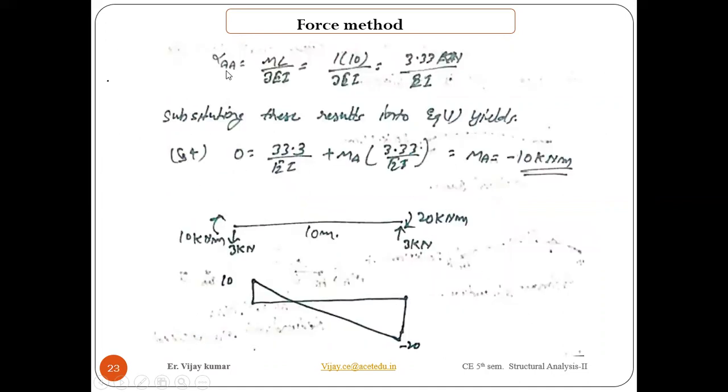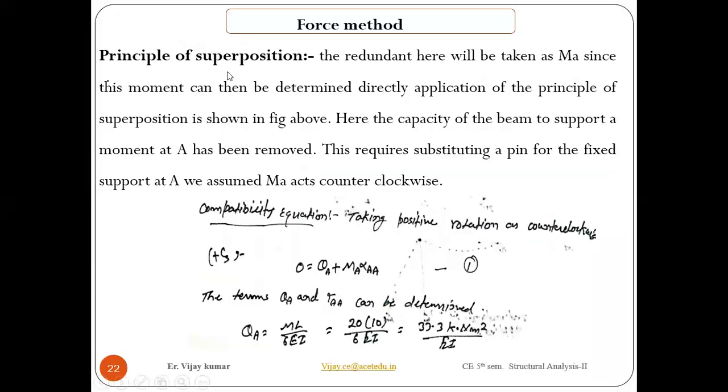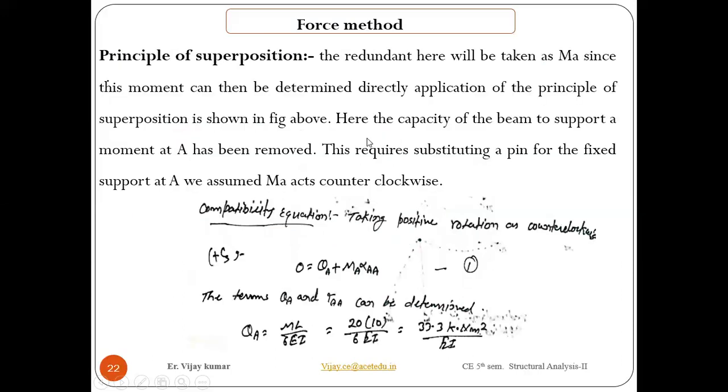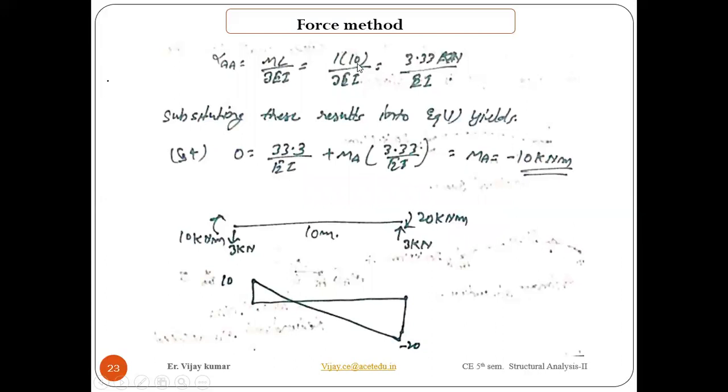Now we need to get the value of alpha AA. Alpha A is nothing but the slope at point A due to a unit moment applied at A. You can say it is the angular coefficient of displacement, which is happening when a unit moment is acting. We need to calculate theta AA, meaning when the redundant force is applied, multiplied by the unit force. So 1 into the span, which is 10 by 3EI, so that value comes out to be 3EI.